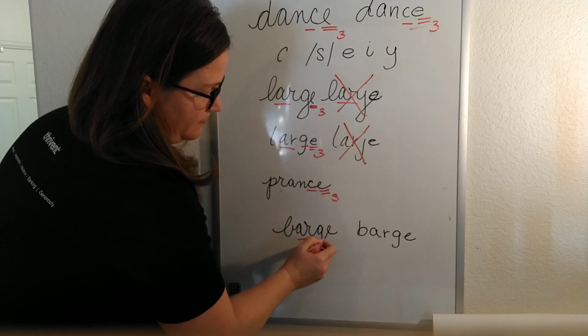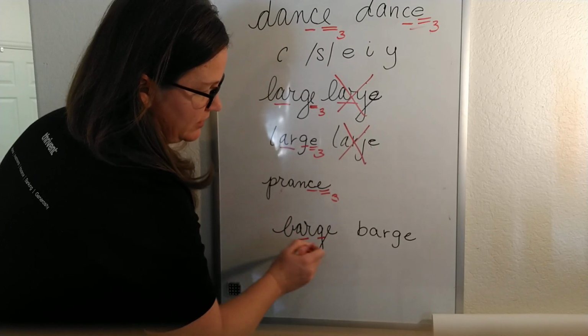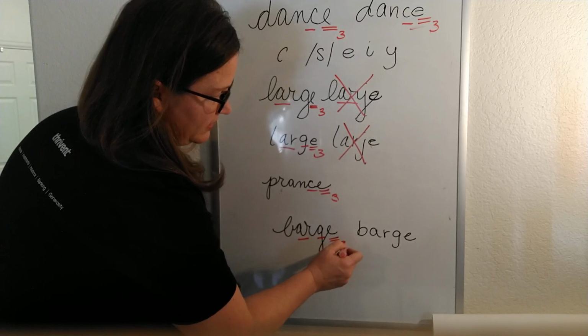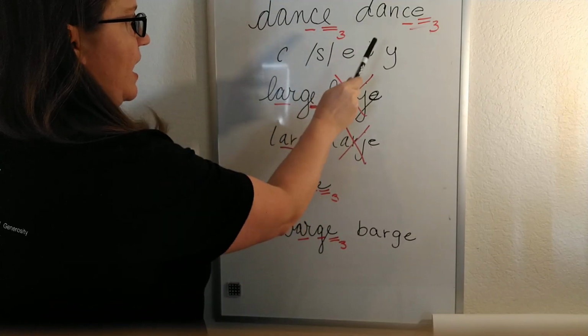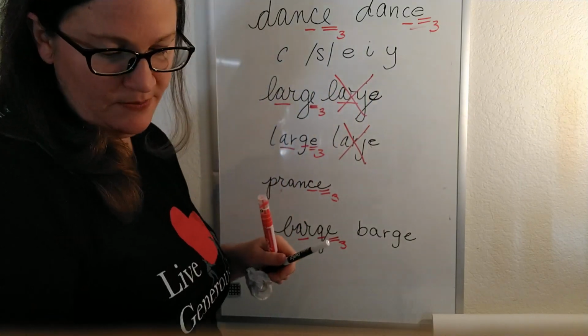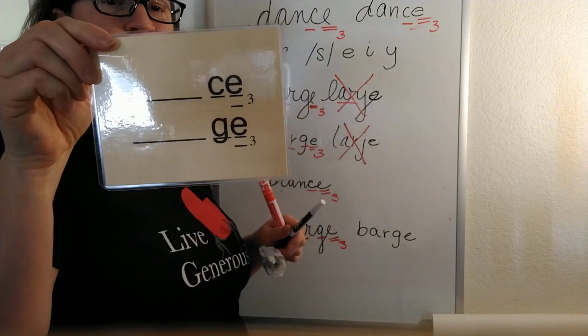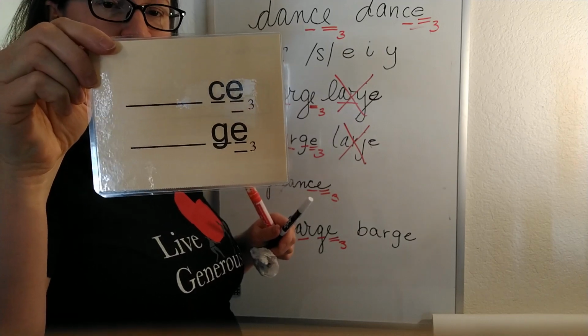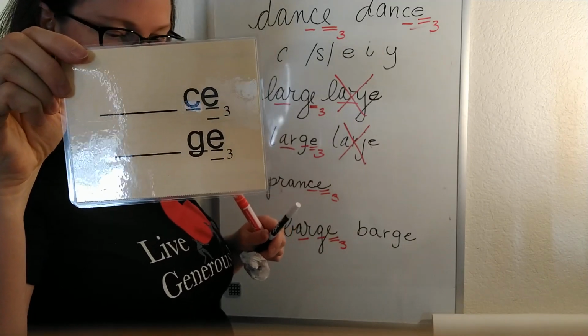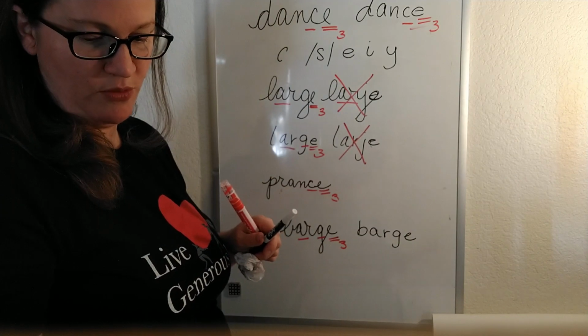Double letter phonogram. The G needs an E. And it's number 3 because E says J in front of E, I, or Y. One more time with me, please. C says S and G says J because of the E. Yeah, let's run through them one more time.